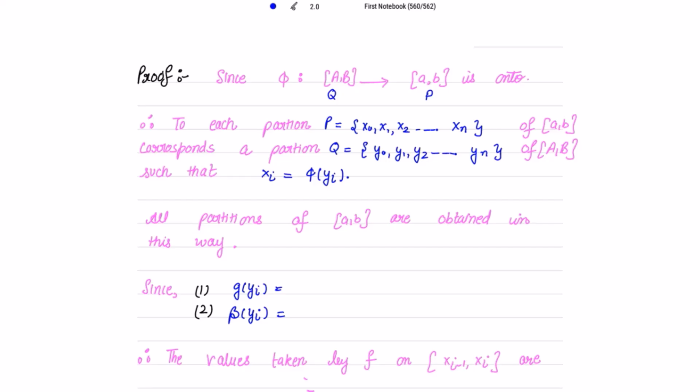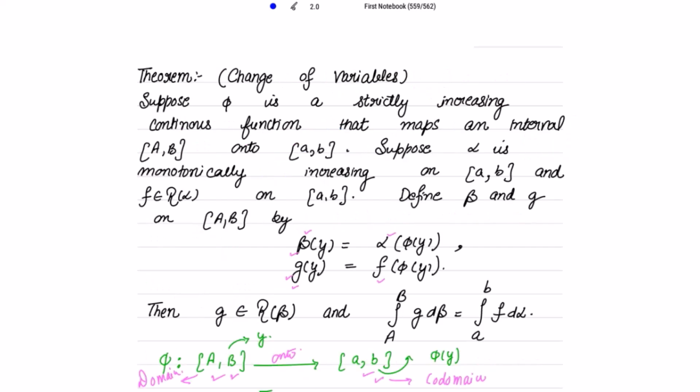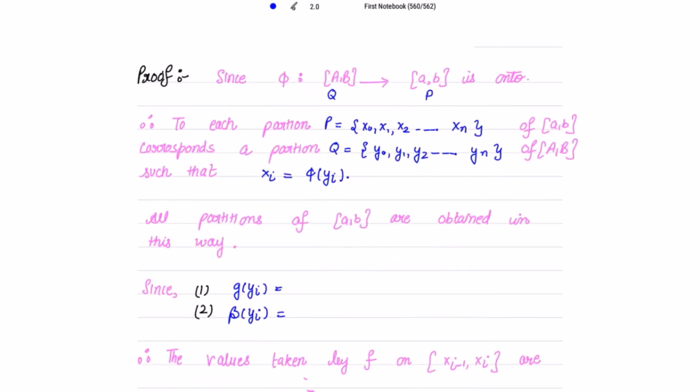Now what is given to us according to the definition? It is given to us that g of y is equal to f of phi y, right? So g of yi is equal to, what will be the value? It is equal to f of phi yi. And further, because phi of yi is xi, this is f of xi.